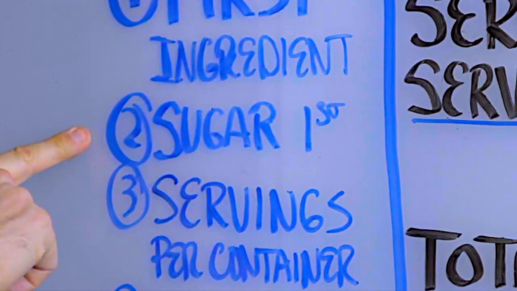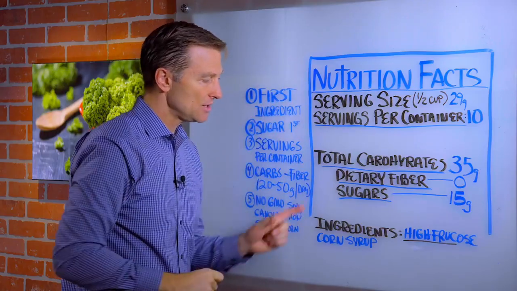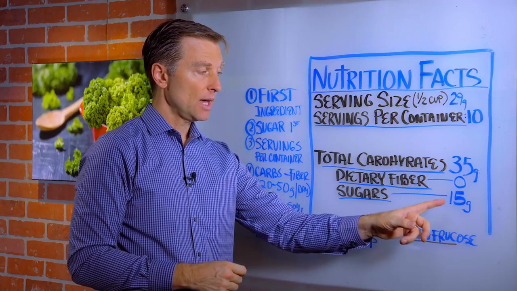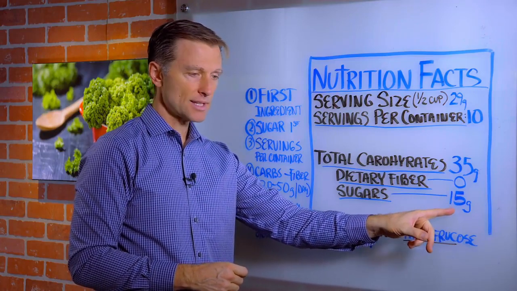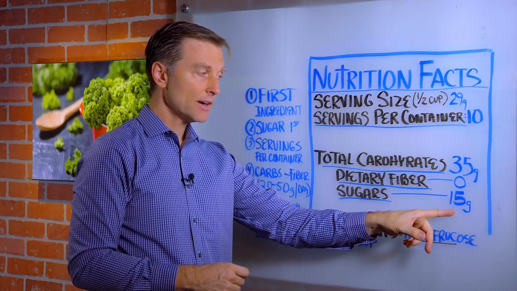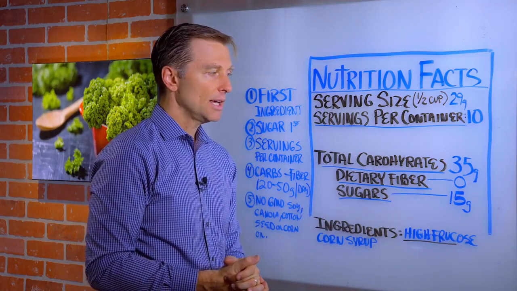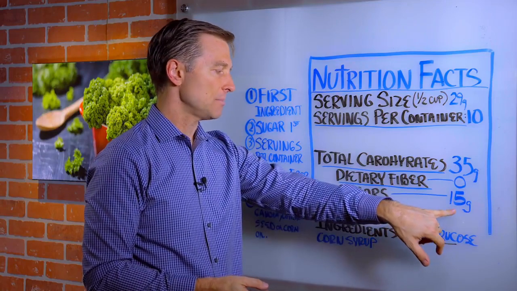Okay, number two, we're going to find the quantity of sugar. Scan down the sugars, and this will give you the total sugars in grams. Now, we want this as close to zero as possible. It's going to be somewhat hard to find foods always at zero. Sometimes they're 1, 2, 3, but you want to keep it as close to zero as possible.